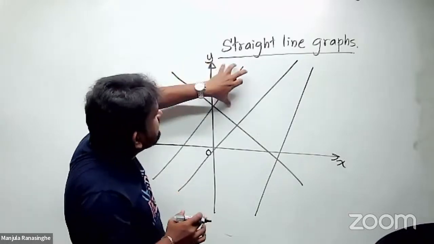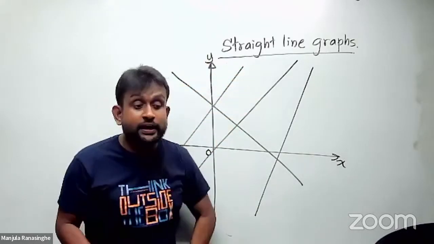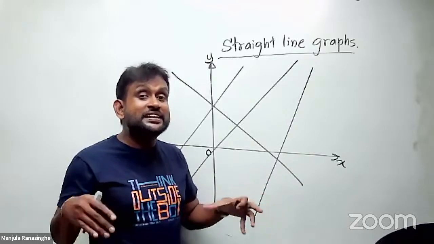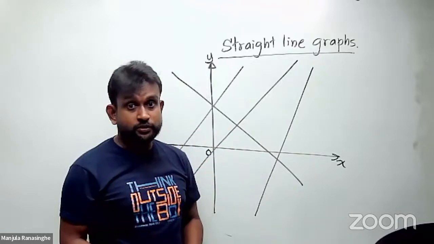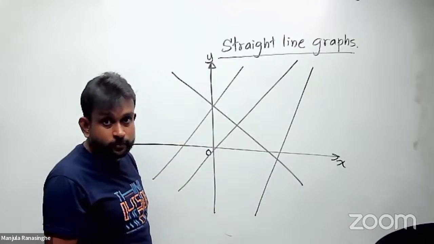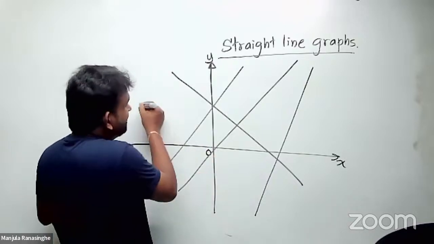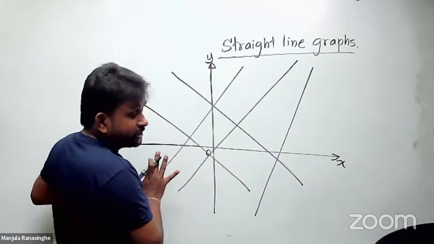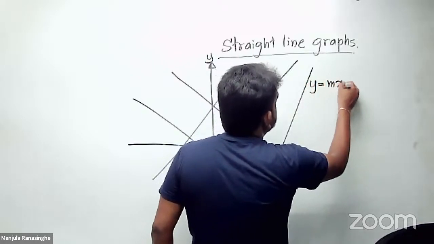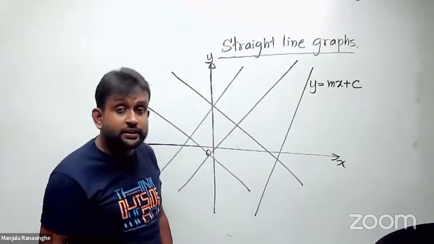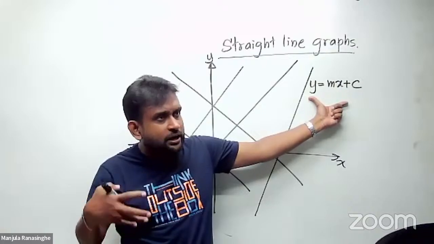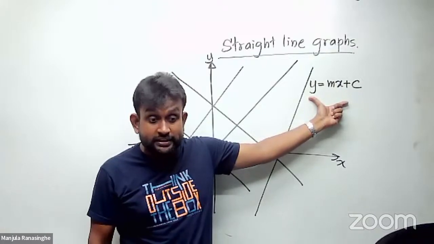A straight line is like having an identity card. Each has its function name, and its behavior is indicated by its equation. So each straight line has its equation. Generally, we have the formula y equals mx plus c. What is the equation of a straight line? y equals mx plus c. This is the behavior. This indicates how the graph behaves throughout the x and y axes.